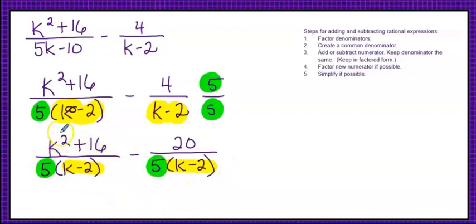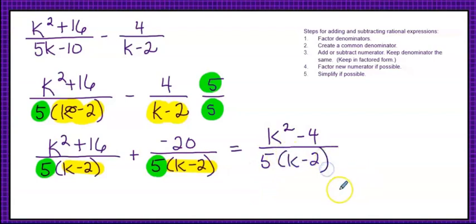Now, I need to add the k squared plus 16 minus 20. Keep in mind, this is a minus, so I'm going to change that to a negative 20 so we just don't get confused and add 20 to that. So I'm going to add those numerators, k squared minus 4. And then this denominator stays the same.